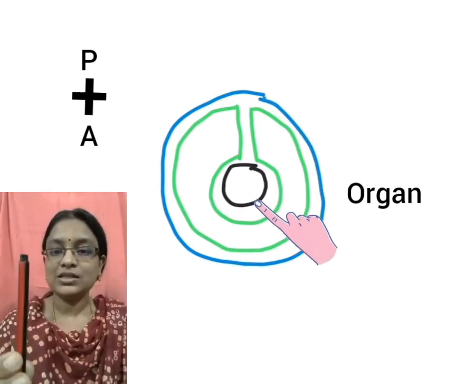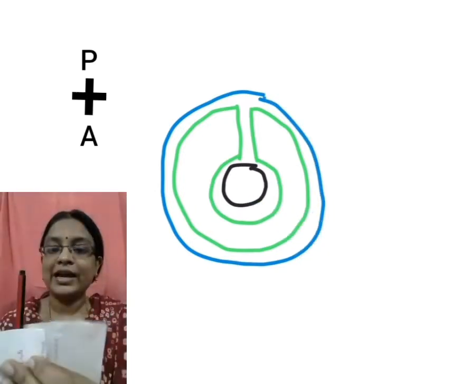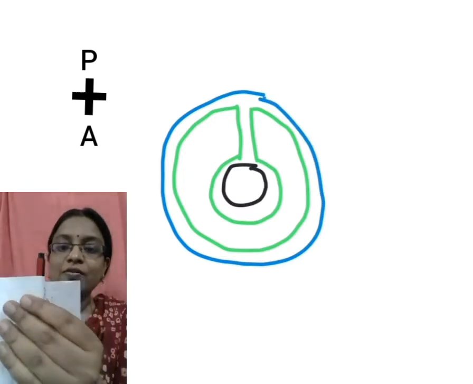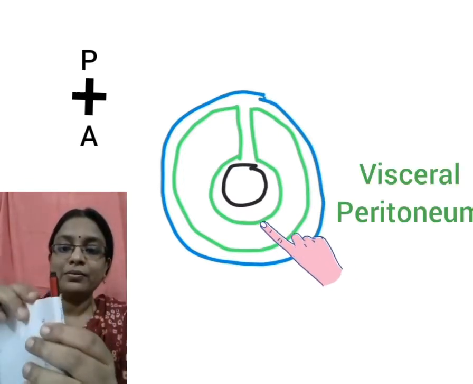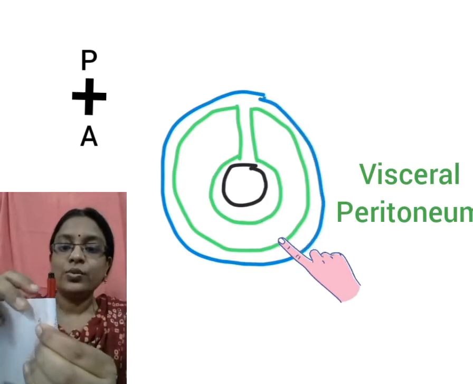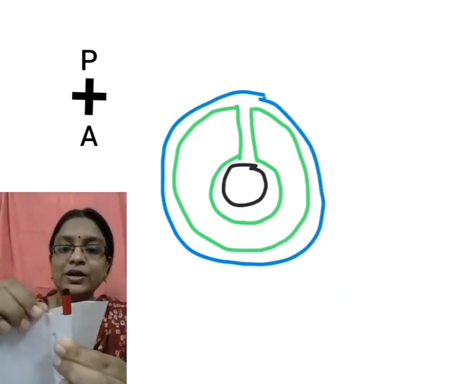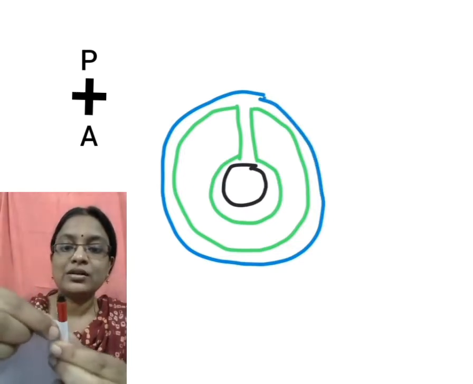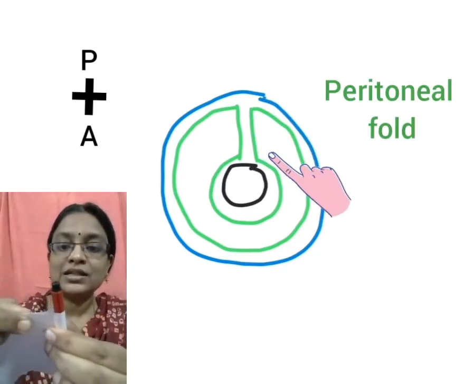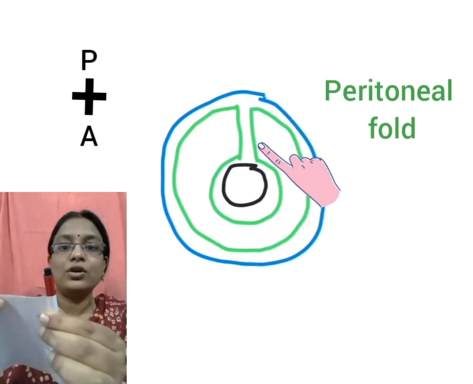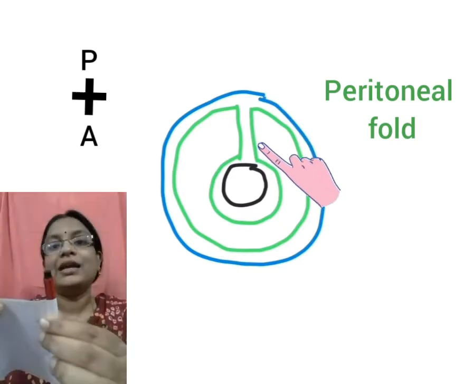This abdominal organ is lined by a visceral layer of peritoneum. When it reaches one end, the two folds of the visceral peritoneum fuse together to form a two-layered structure called the peritoneal fold or the peritoneal ligament.